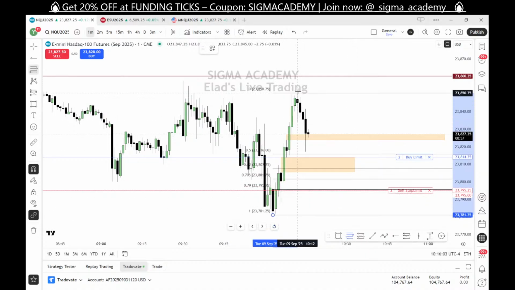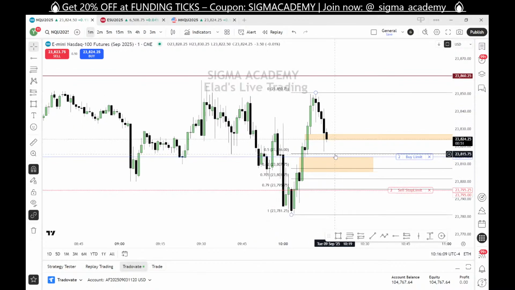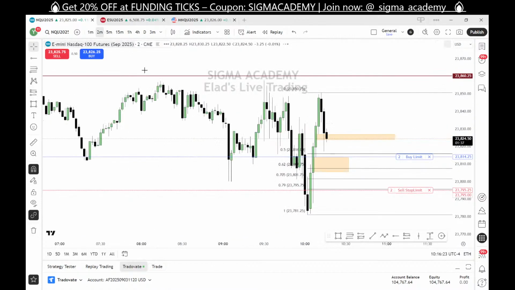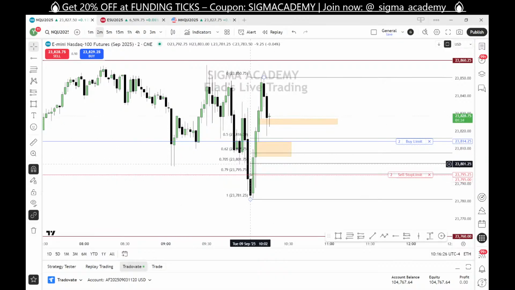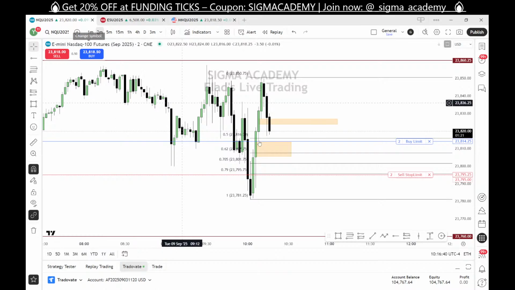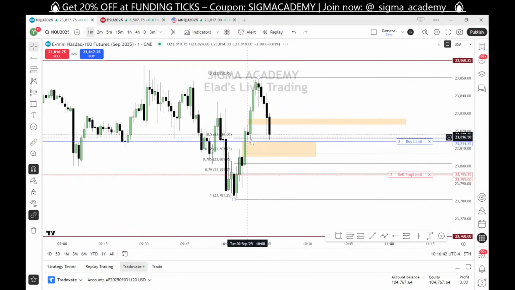Tapped into this 50%. No, not yet. So we are good for now. Most of the time it will react from the 50%, the equilibrium. So for now, if it goes higher, I'm fine. By the way, those down candles should send us higher and break structure to the upside. Just remember it. This is on the 2 minutes.